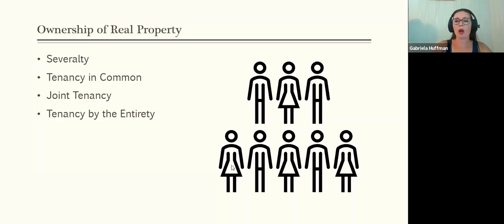We're going to start talking about ownership of real property. First, we have severalty. If you look up the definition of severalty, it means the state of being separate. So if someone owns a property by themselves, they have ownership in severalty.